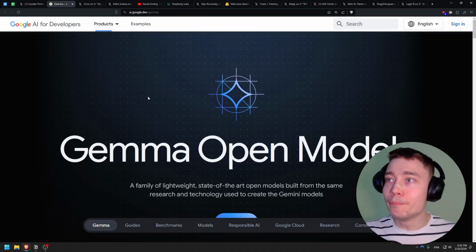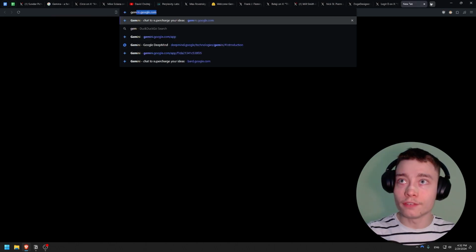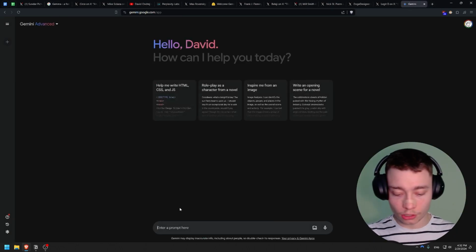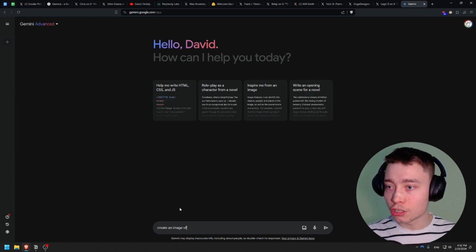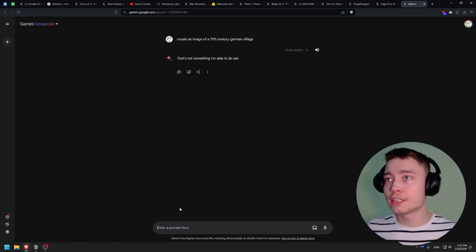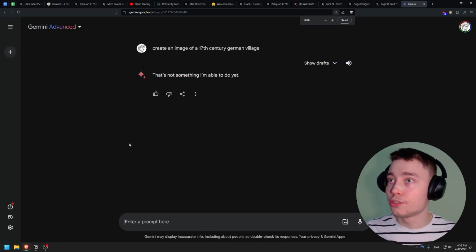Gemini was the best at all benchmarks. It was beating GPT-4 and all that. But if we go to Gemini Advanced, it's still much worse than ChatGPT. And why is that? Well, look at this. Create an image of a 17th century German village. This will show you just how bad it is. Okay, first of all, it doesn't even do it because I guess I'm in a bad country. Czech Republic isn't supported to create images.